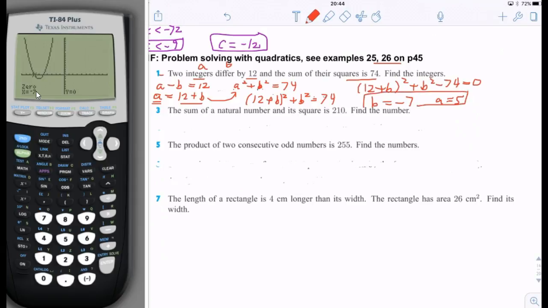There's actually another pair. What about this other intersection here? Let's find that. We'll do second calc, 0. And we'll put on the left side of this intersection here, and then the right side of that intersection there, and then we'll guess. And so the other one is -5, 0. So the other solution would be b equals negative 5, and then the a value would be 12 plus b, or 12 minus 7, which is 5.